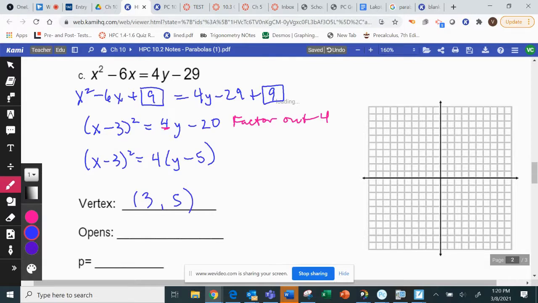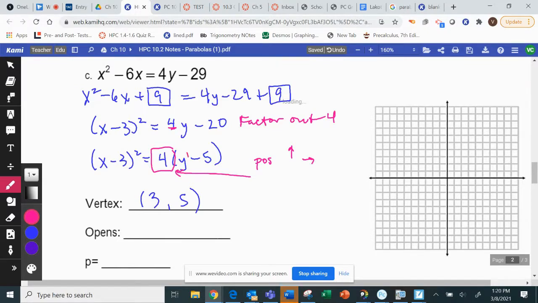To figure out which way it opens, we look at this number right here, and we can actually find p first if we want to. But I can look at this and know which way it opens before I even find p. It's positive. So my choices are either up or right. Then I also look at the equation and I notice that x is the one that is squared. The one that is by itself, not squared, the one that's to the first power, is the direction it's going to go. That would be the y. So that's telling me it's going to be up.